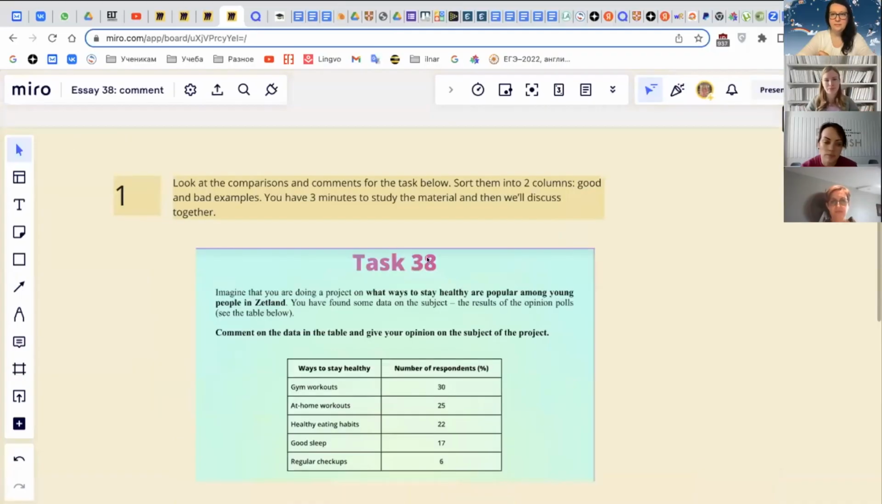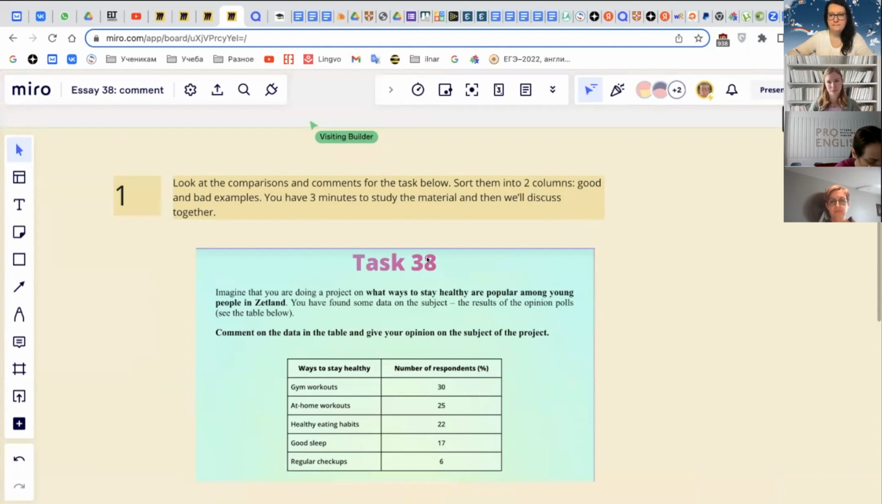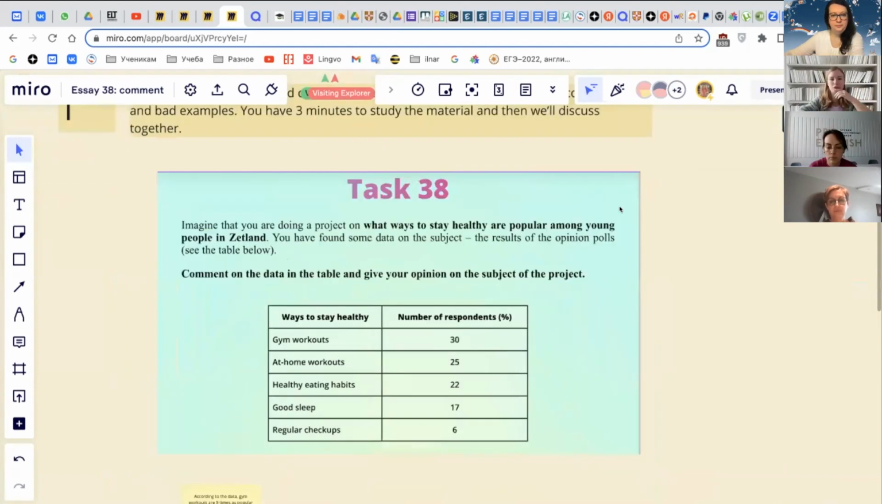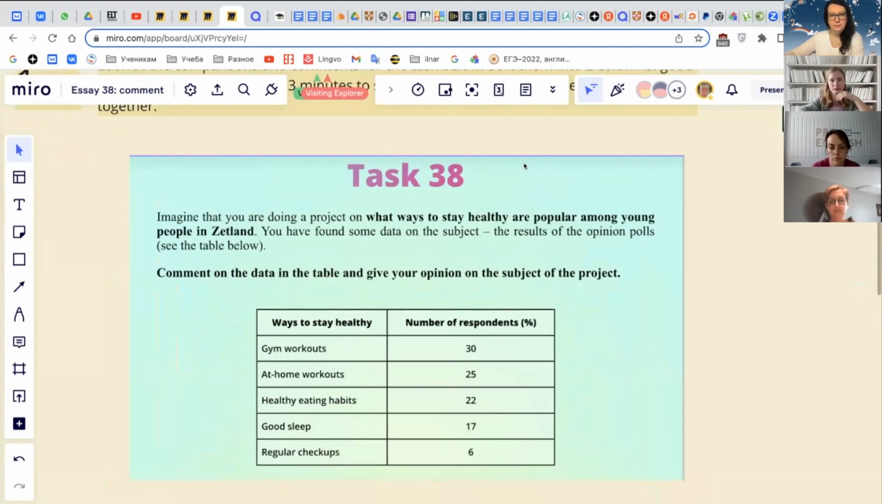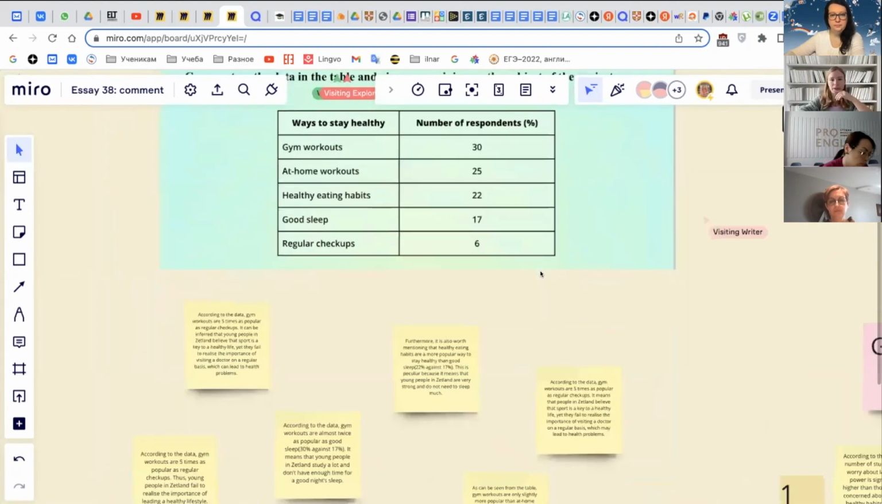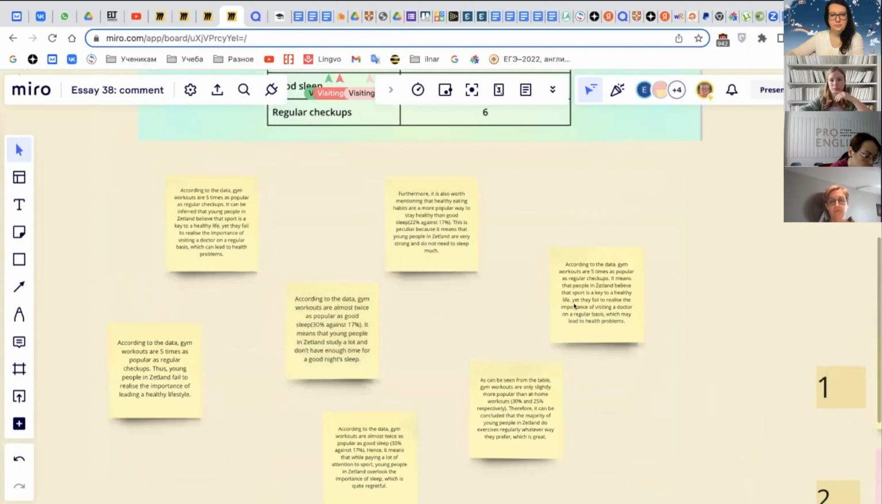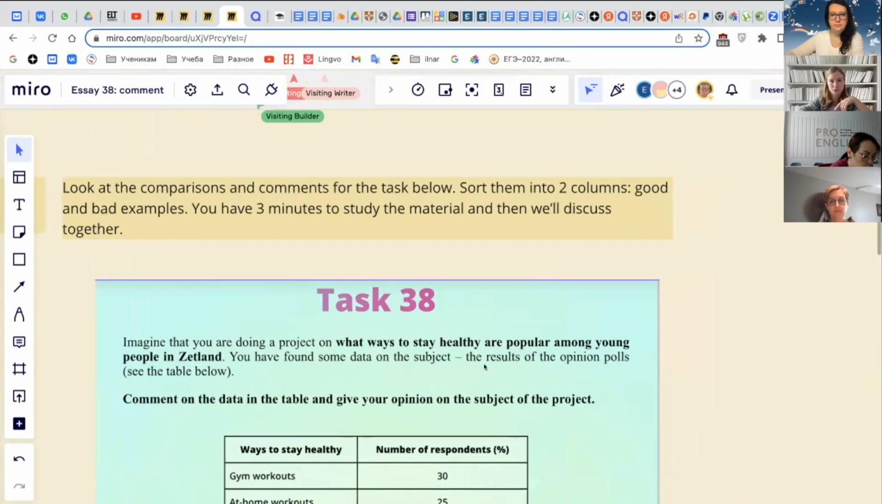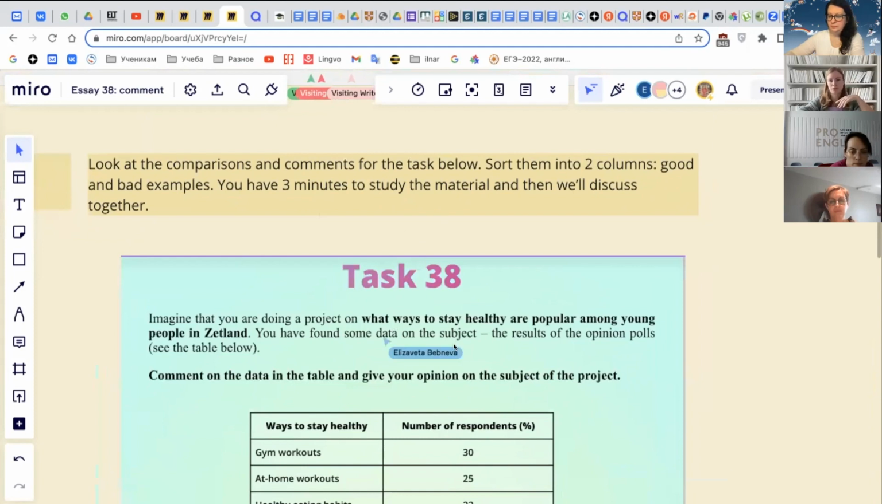Another group. On teaching to write comments, and the main problem that my students, well, not my students, that I usually face is that the students either write some too general phrases that are not really a comment, or just something insane, not connected with the statistics at all. To have a look at an example of task 38, the topic is health and fitness. There, I already give them examples of ready-made comparisons and comments. And the task is to, well, first of all, I'll give them about 2-3 minutes to read everything with the question. Sort the comments into 2 columns, examples of good comments and examples of bad comments.